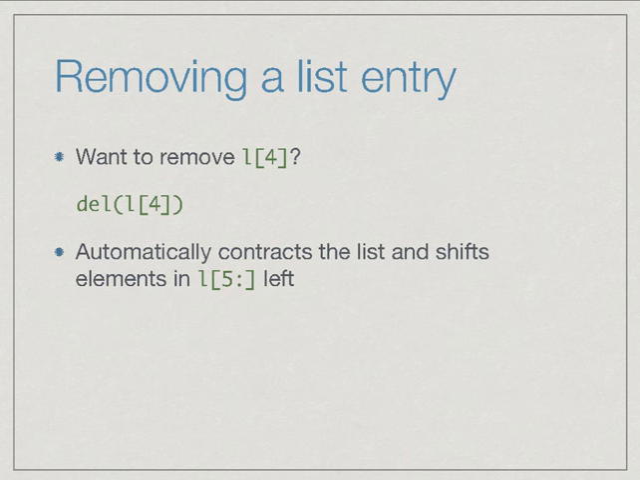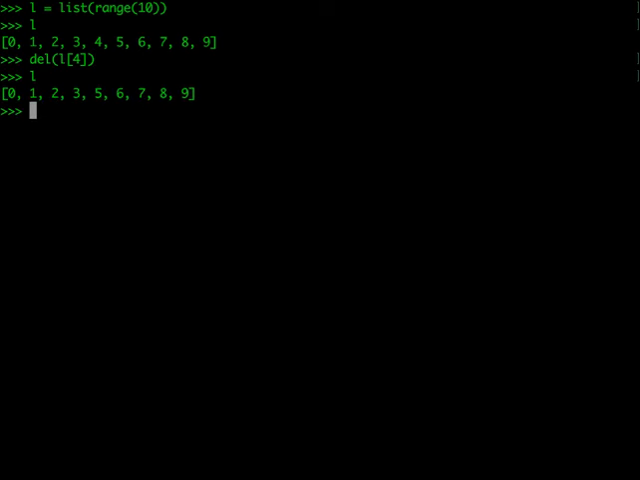Okay, so let's just verify that this works the way it claims to work. So supposing we set our list to be the range of values from 0 to 10, 0 to 9 say, and now I say del L[4], then L becomes 0, 1, 2, 3, 5, 6, 7, 8, 9, because L[4] was the value 4. Remember, the position starts from 0, and so it has actually deleted the value at the 4th position.